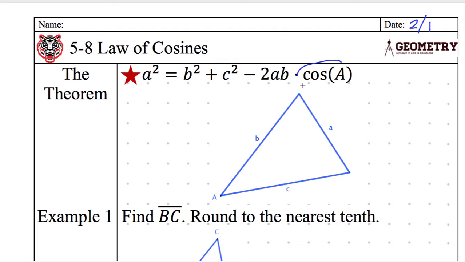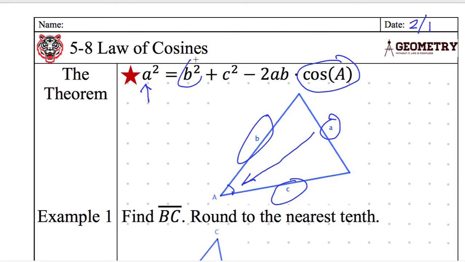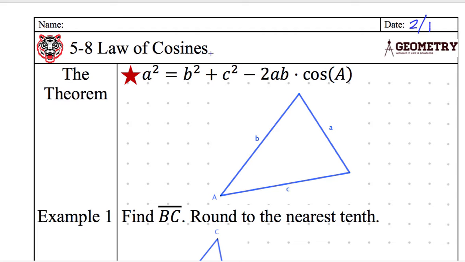And notice that the cosine of the angle matches up with this side length. This side length matches up opposite to the angle. So this side length and the angle should be opposite of one another. Then the two sides are the two sides here, here, here, and here. The side lengths are kind of the middle portion, and then the opposite side and angle are on these sides. So that's my way of always trying to remember this formula.